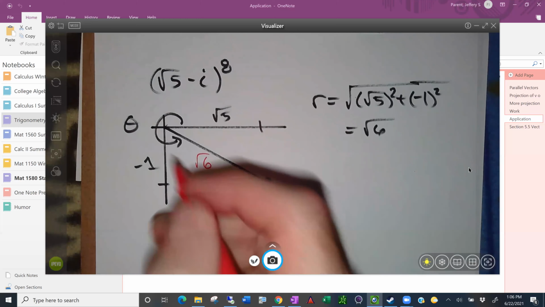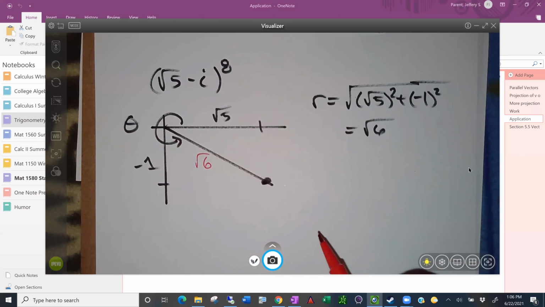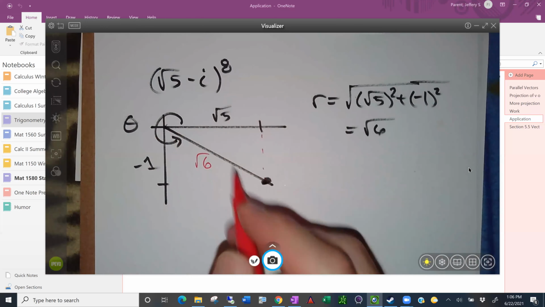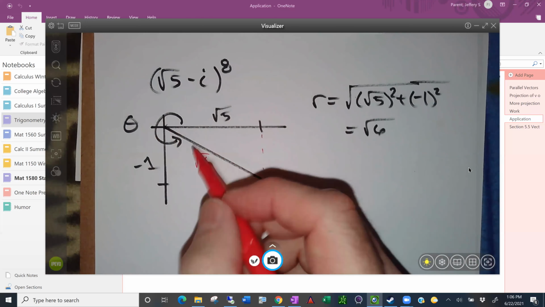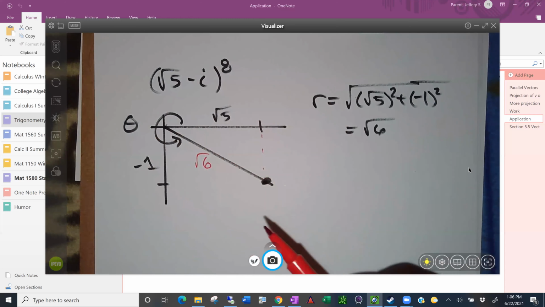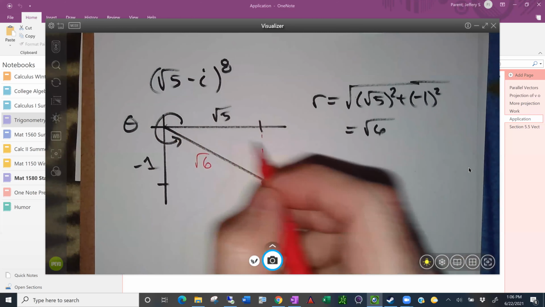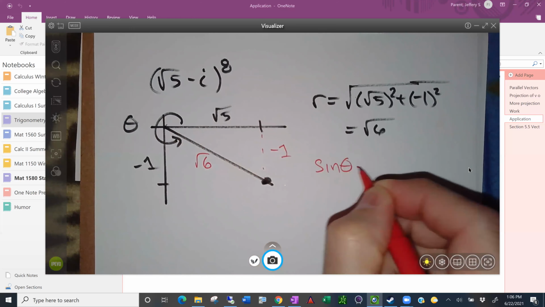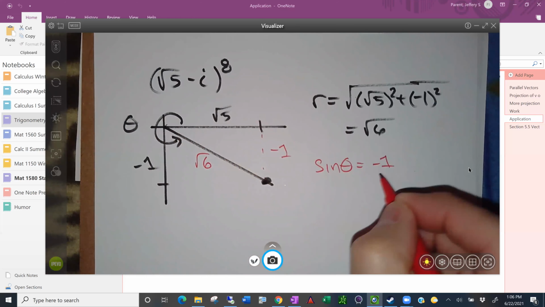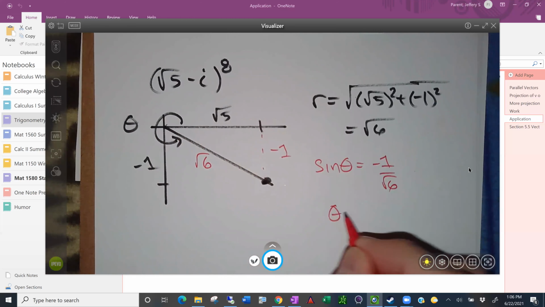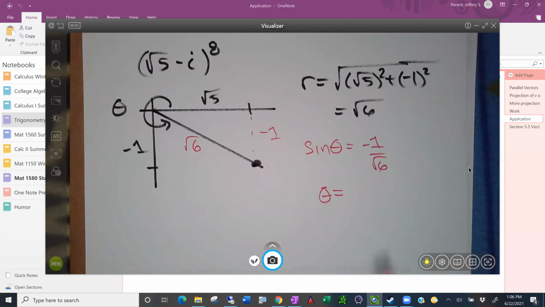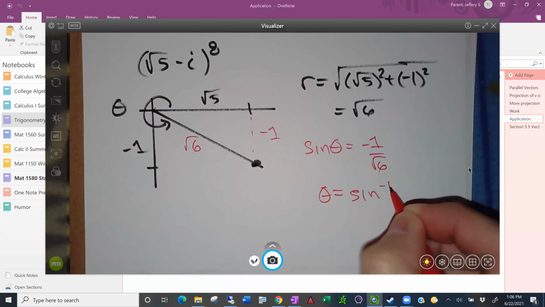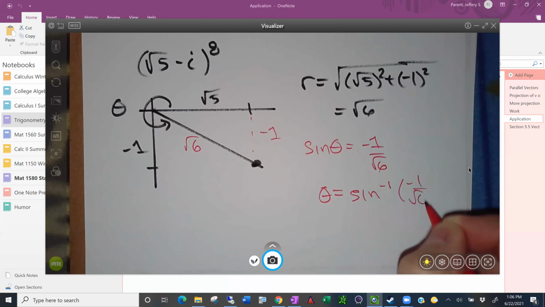And now I need to figure out what theta is. So, okay, not too many good choices here because all of our choices are going to involve some square roots. Correct. So just pick one. We can do the sine, -1 over the square root of 6. So theta equals sine inverse of -1 over root 6.